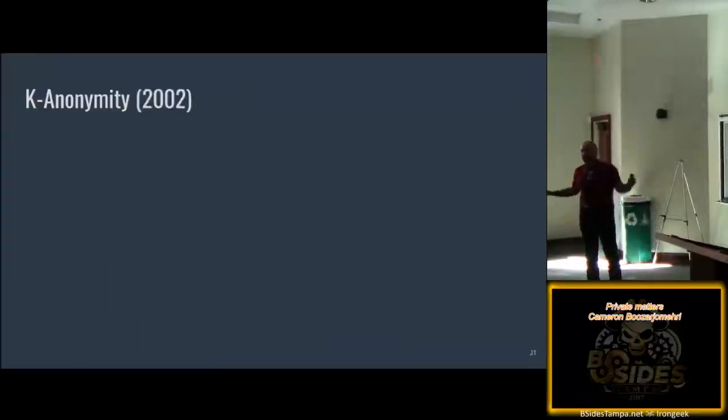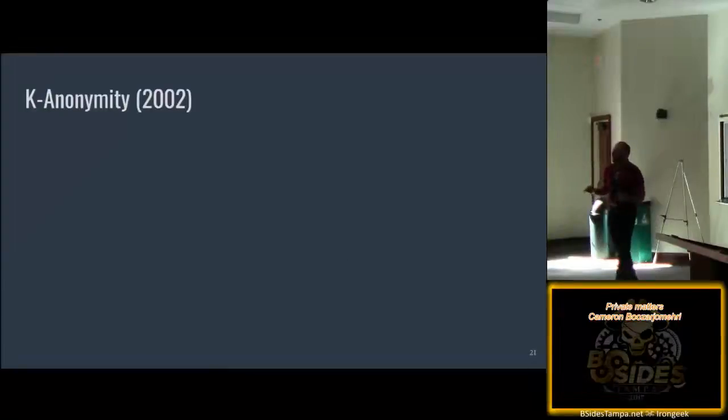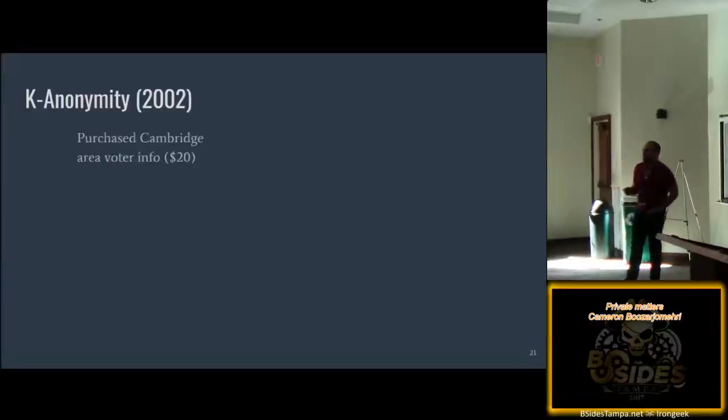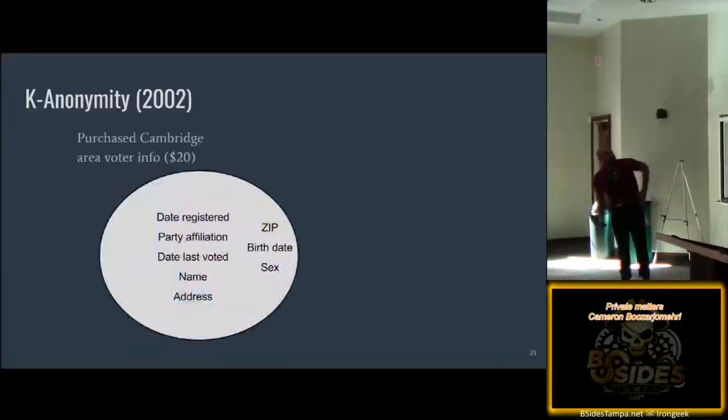So, that's cool and all, that's all movie data. What happens if we play with higher stakes? Let's say I'm a researcher at Carnegie Mellon, and I purchased Cambridge area voter information for $20, and it arrives to me on 2 CDs. This is '02. So, you know, let's get stuff from the internet, or just call me. This is what that data set looks like. You have all sorts of interesting, unique public information.